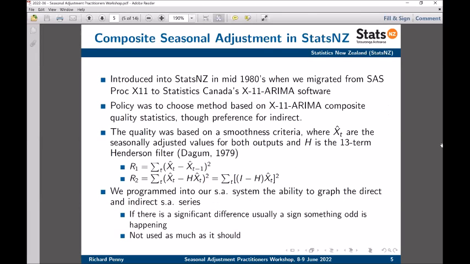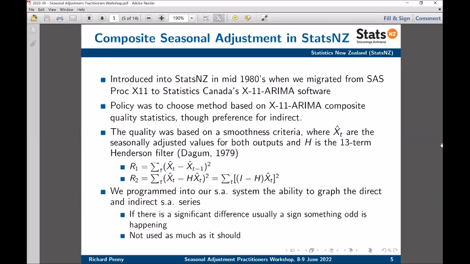So Statistics New Zealand, we have about 1,200 employees. New Zealand has a population smaller than Maryland, just to give you some idea of where we are. And we produce everything from GDP, CPI, agricultural statistics, household labour force statistics, you name it. So as you can imagine, we're pretty basic here.